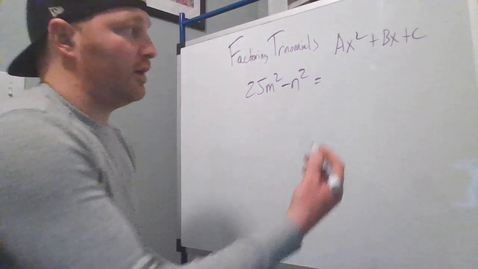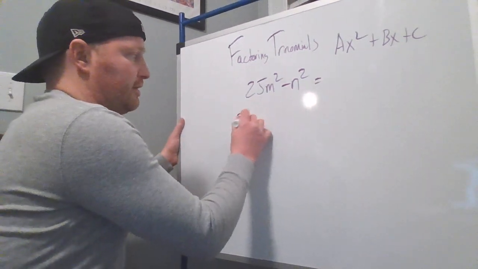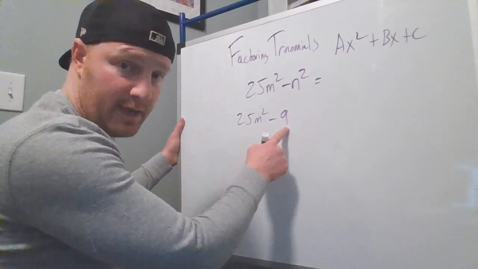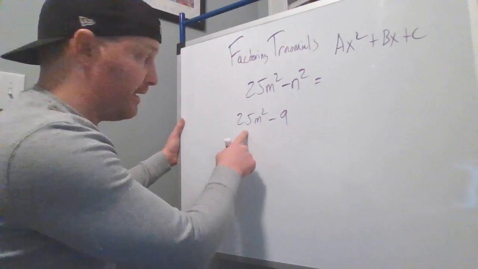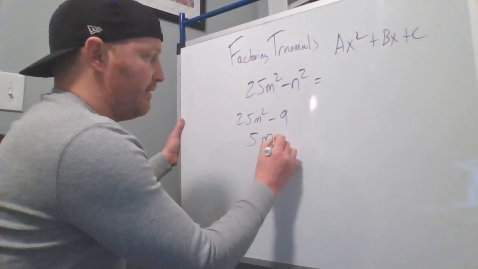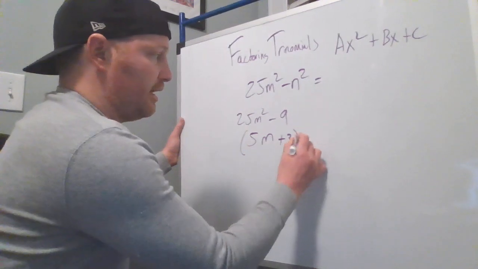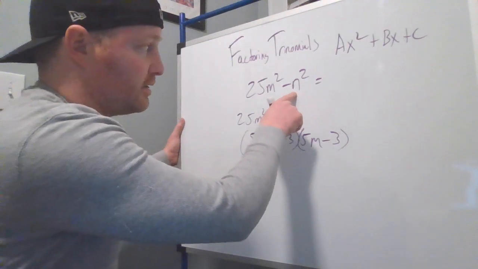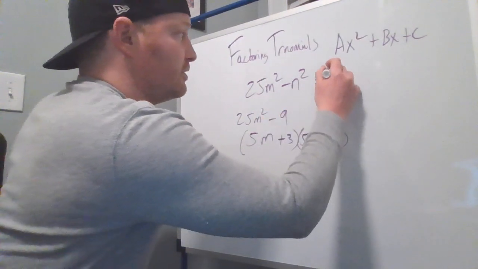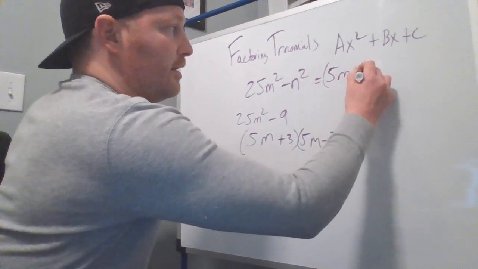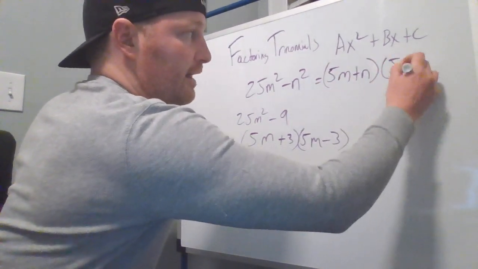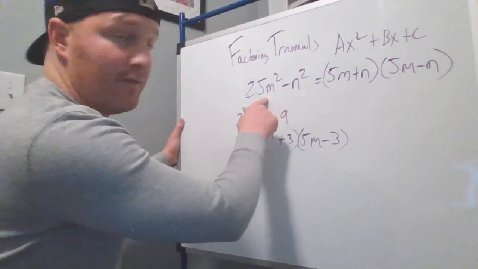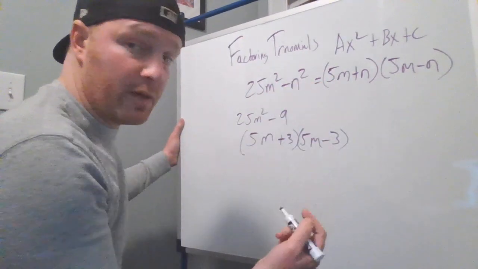So for instance, what if this would have said 25m squared minus 9? Well, we know that the square root of 9 is 3, the square root of 25 is 5, so this would have factored down into 5m plus 3 and 5m minus 3. So likewise, because this is a perfect square, we know that this breaks down into 5m plus n and 5m minus n, because we know 5m times 5m is 25m squared. Remember, m times m is m squared.